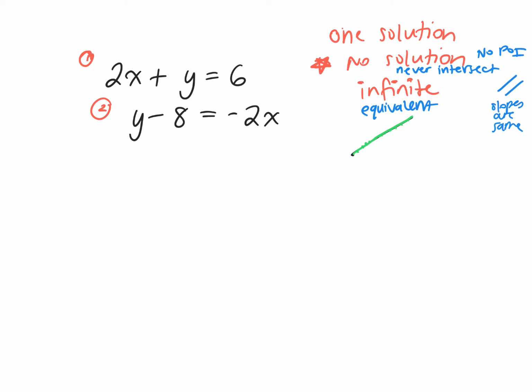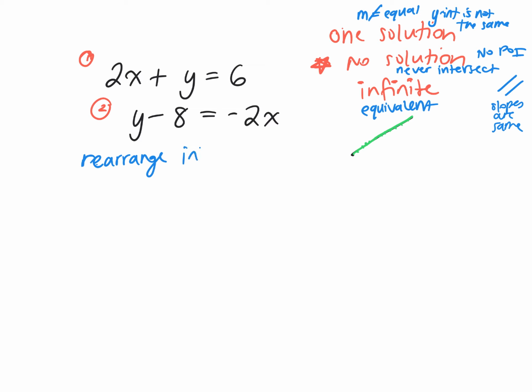And if it has one solution, it means the slopes are not equal, because if they were equal, the lines would be parallel. And the y-intercept is not the same either. So I find the easiest way to do this is to rearrange into slope-intercept form. I want you to do that with this, and we'll figure it out.